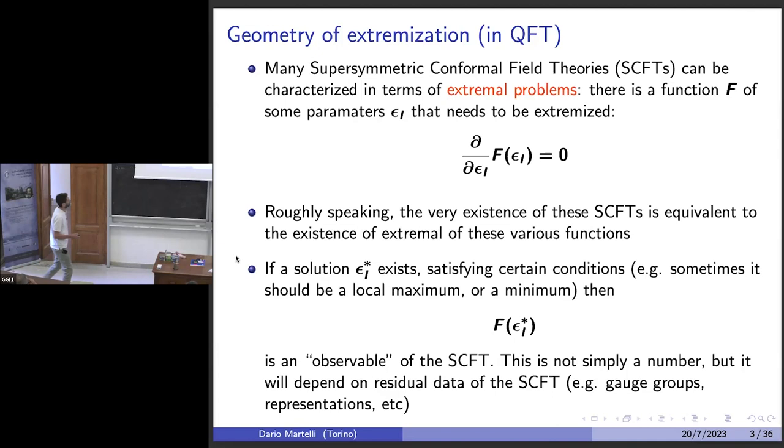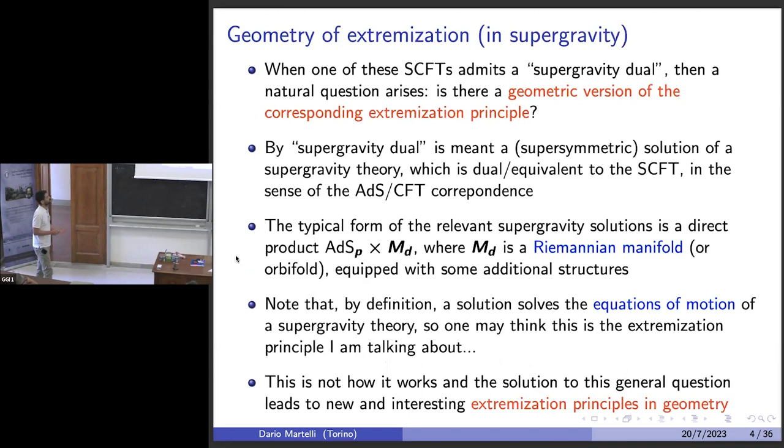When one of these conformal field theories admits a supergravity dual, then a natural question arises whether there is a geometric version of the corresponding extremization principle. And by supergravity dual, I mean a solution of a supergravity theory, which is equivalent, again, under the holographic or AdS/CFT correspondence, to the initial field theory. A typical form of this supergravity solution is a direct product of an anti-de Sitter spacetime with an internal compact Riemannian manifold, or in fact, sometimes an orbifold, equipped with some additional structures.